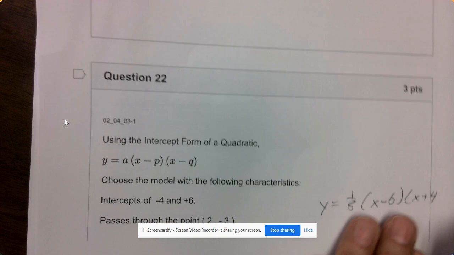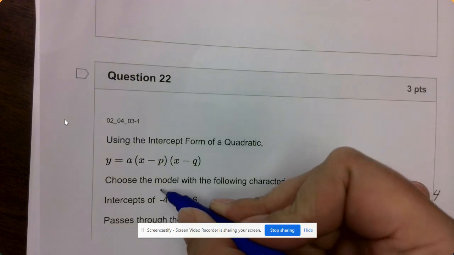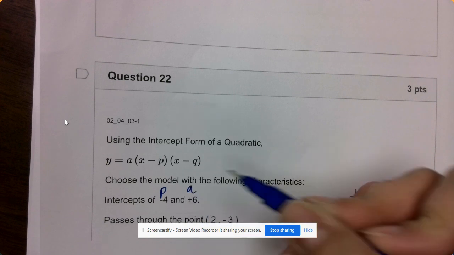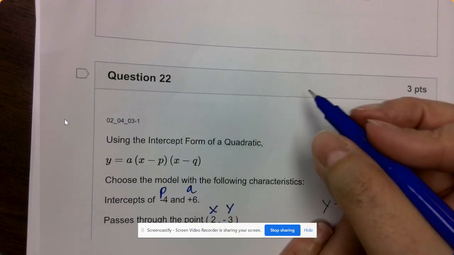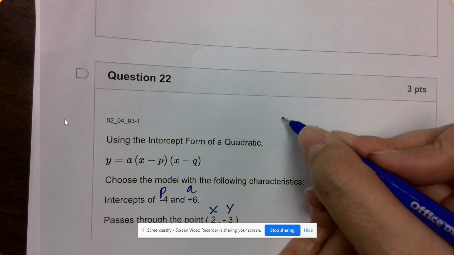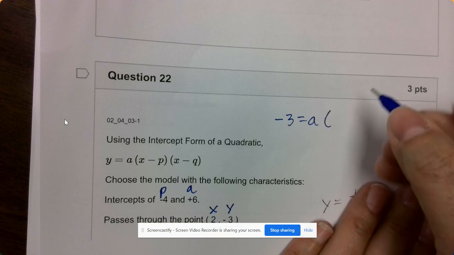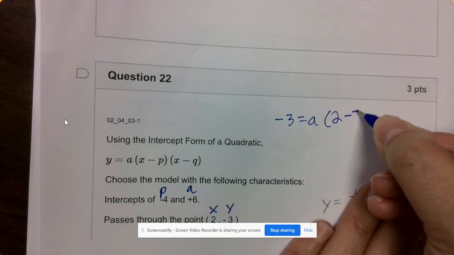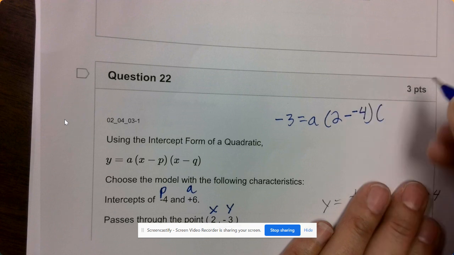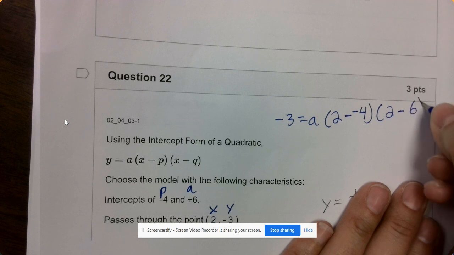Okay, so we're going to write the function for this one, everybody. So our intercept, this is our P, this is our Q. Passes through this point, so this is going to be our X and the Y to solve for A, everybody. So we're going to do -3 is equal to A times 2, notice that we put X in twice, minus -4. And then 2 minus 6. Okay. And then we're going to simplify that.